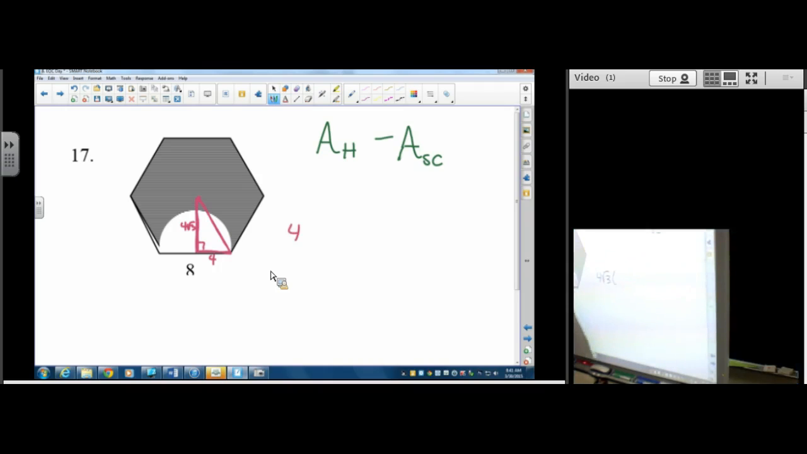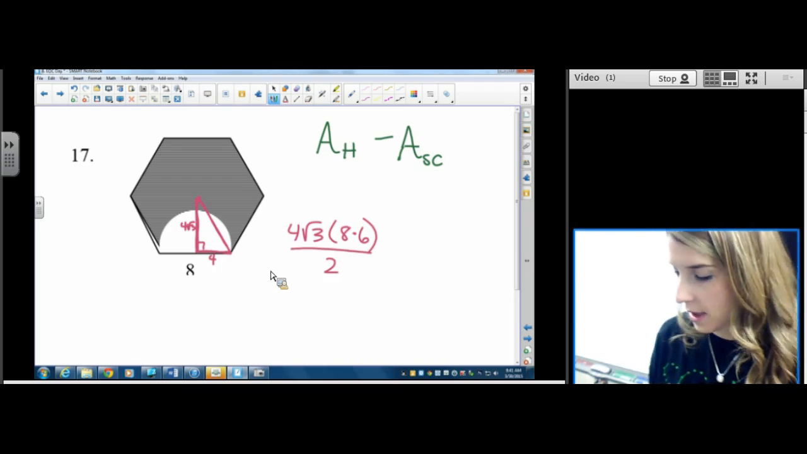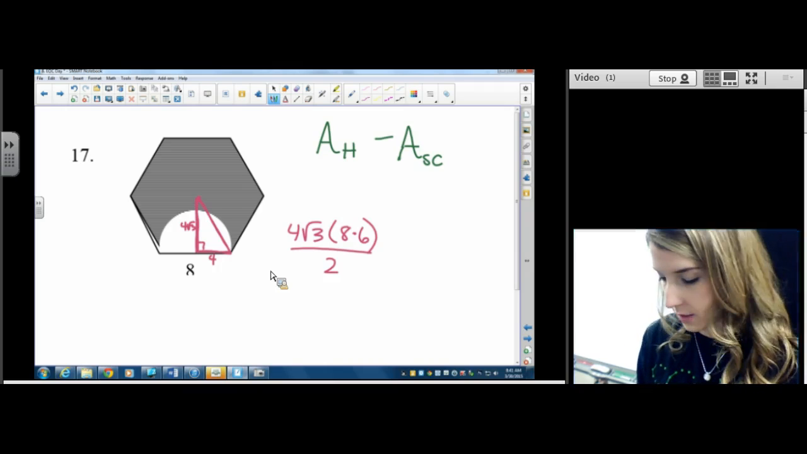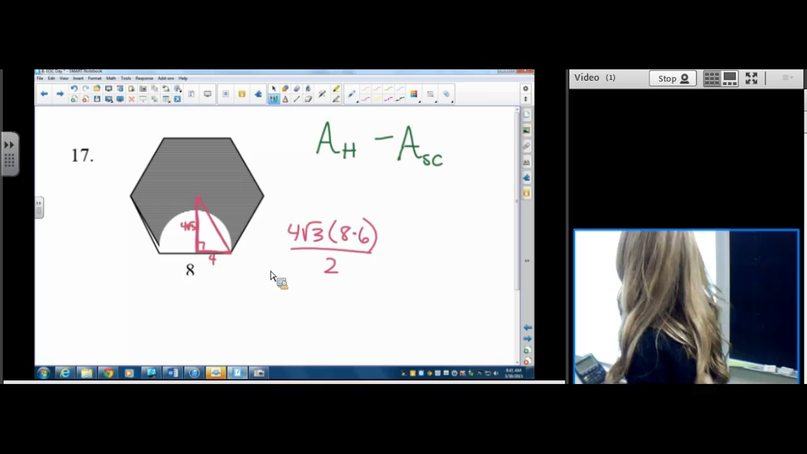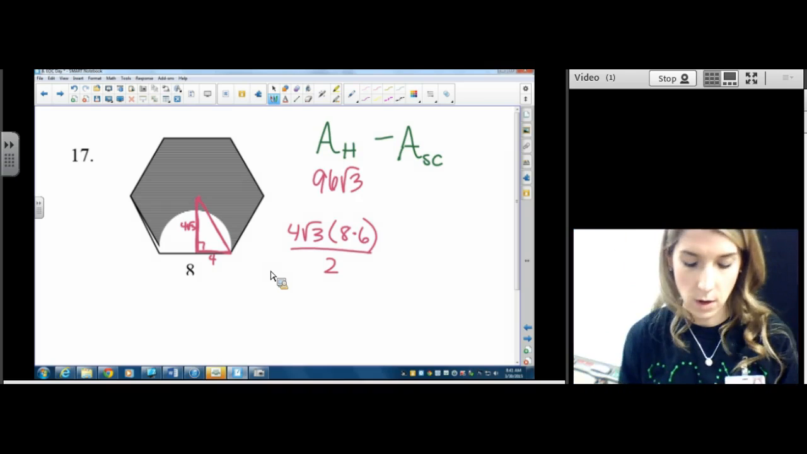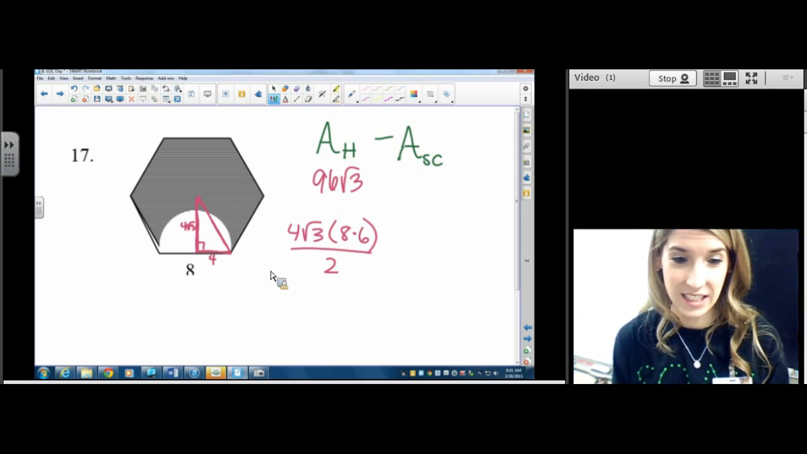Apothem times perimeter, let's see, there's 6 sides and they're each 8 long, and then divided by 2. So we ignore the root 3, we plug everything else in our calculator, 4 times 8 times 6 divided by 2, and we get 96 root 3. We okay with that? Area of a hexagon, it's good practice.